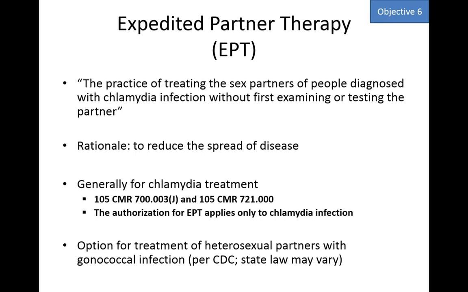Generally, the expedited partner therapy is only for chlamydia as far as STIs go, and it's only for heterosexual partners, and that is because there is a high risk of co-infection with other STIs in MSM, and they should be screened for some other potential STIs before we expose them to these treatments. So they need more evaluation, more screening, more risk assessment, just because they're at a higher risk of reinfection, higher risk of co-infection with other STIs.